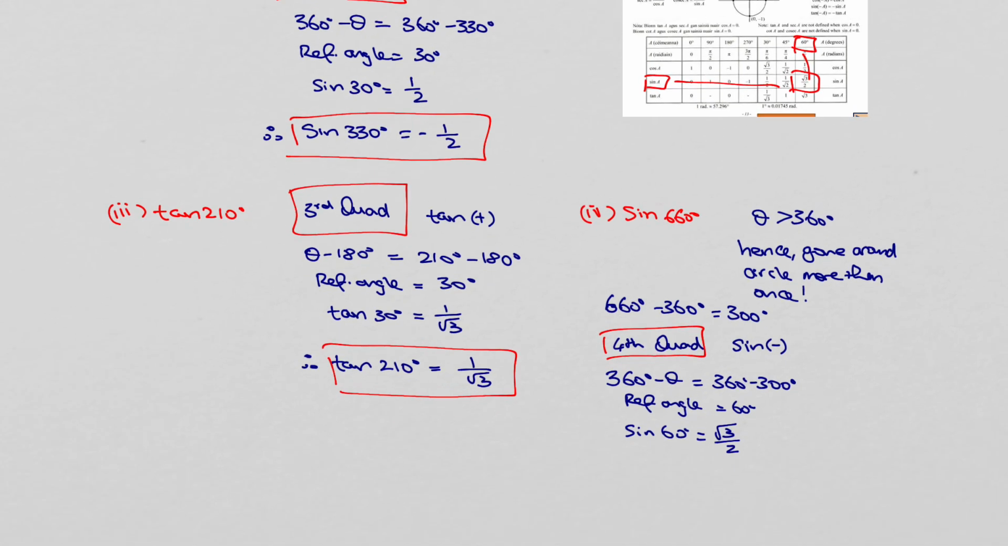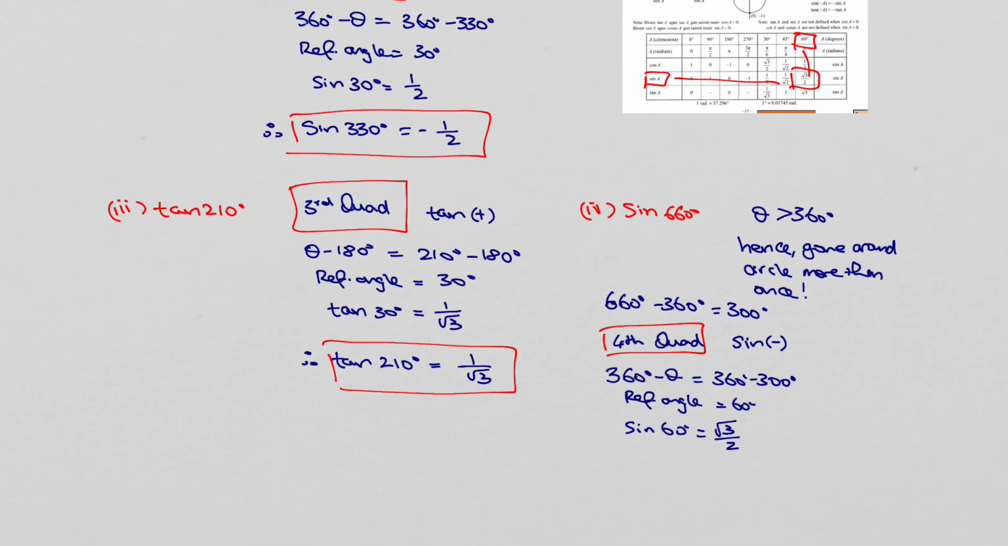So even though I've gone around the circle more than once, I just keep repeating myself because these are periodic values. So therefore sine 660 degrees is going to be the same as sine 60, but in the fourth quadrant, so it's going to be a negative value. So if I was going around more than once or twice or three times, I just keep subtracting 360 degrees until I get back to the angle that's in either the first, the second, the third, or the fourth quadrant. Apply your quadrant rules and use page 13 to find your answers.